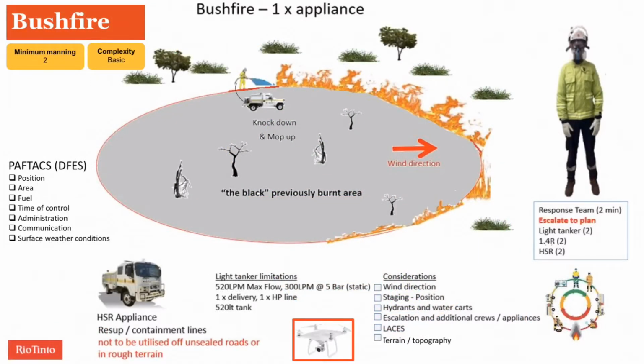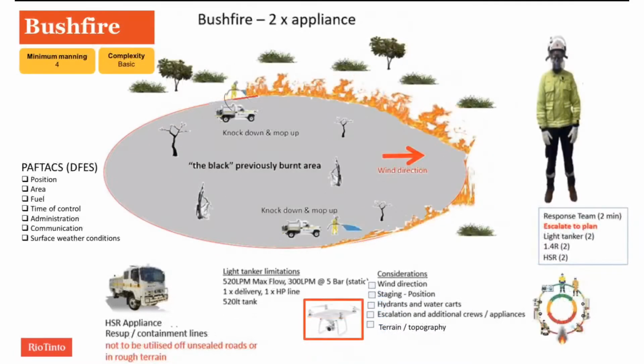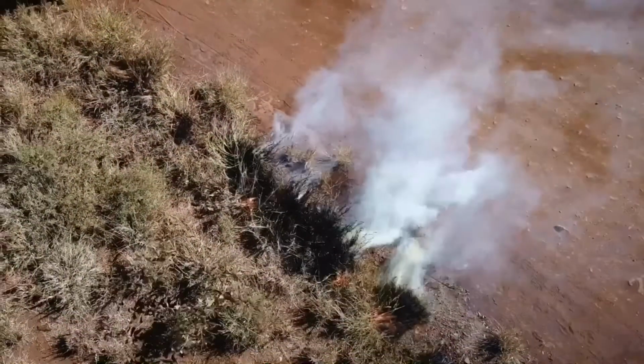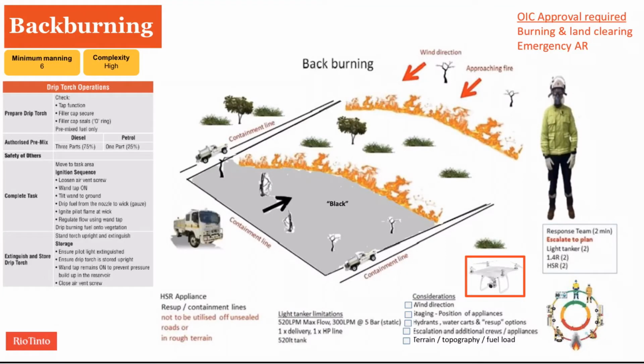Basic flank attack, utilising one appliance working in the black. 2 appliance flank attack. First appliance is the knockdown appliance and the second appliance is the mop up. 2 appliances in operation, one working on each flank. Back burning is an effective method of firefighting, however there is a degree of complexity involved. A lot of conditions need to be met, including approval prior to proceeding.